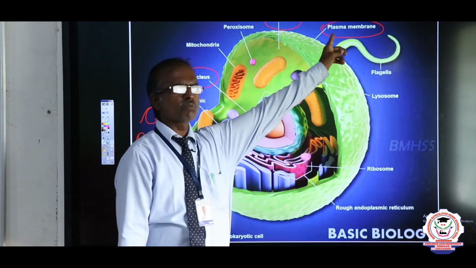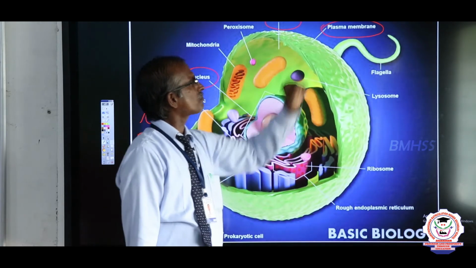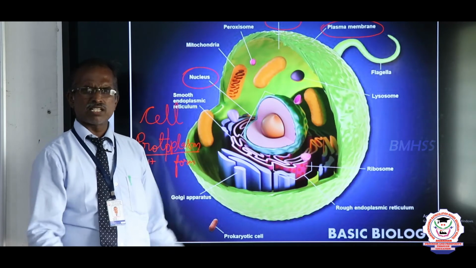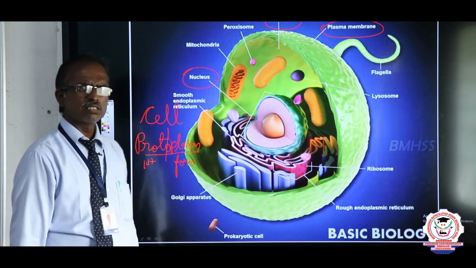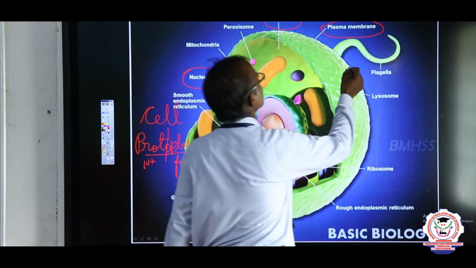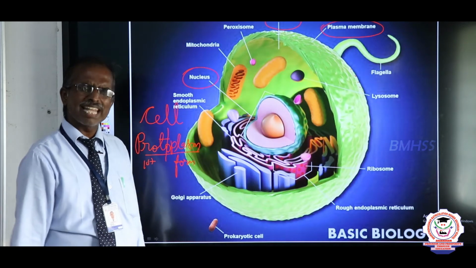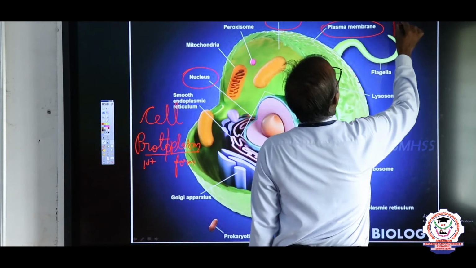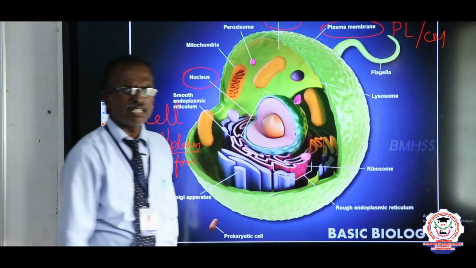Now we come to the outermost covering of any cell, whether it is a plant cell or an animal cell. The outermost covering of the animal cell is the plasma membrane. The plasma membrane is the outer thin skin covering the cell. It protects all the internal structures. It has very minute, tiny holes through which exchange of ions and materials takes place. The plasma membrane is also known as plasmalemma, otherwise called the cell membrane, CM.